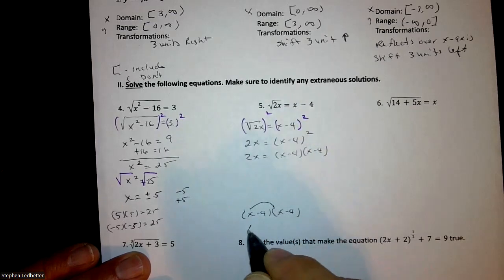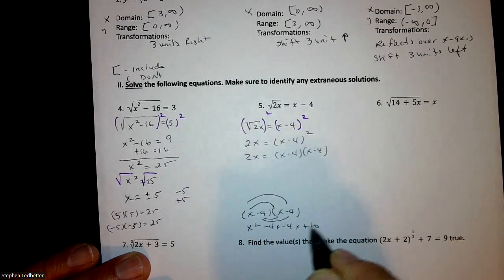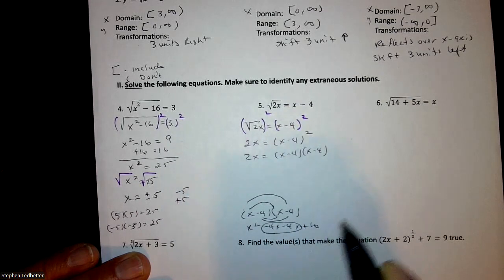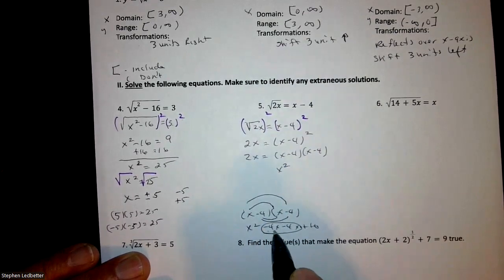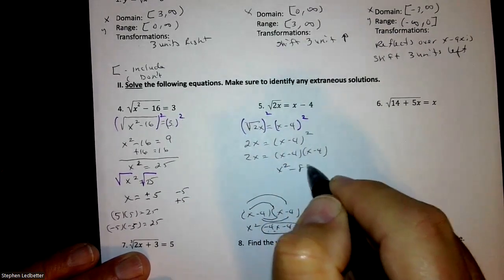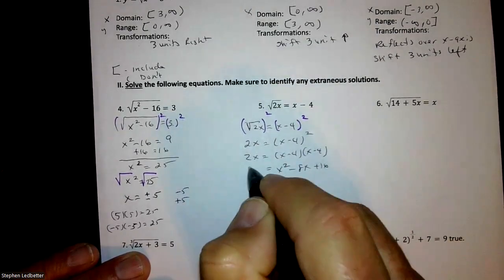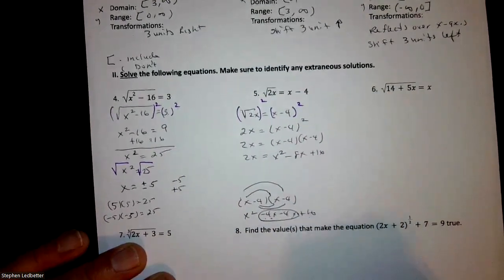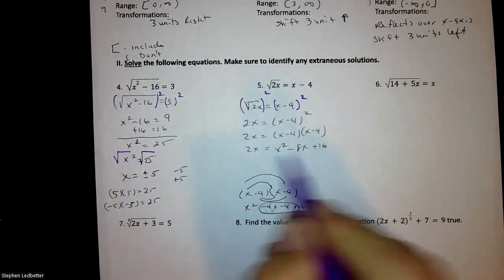X times x is x squared. X times a negative 4 is a negative 4x. A negative 4 times x is a negative 4x. A negative times a negative is a positive 16. We always combine the guys in the middle. So this should be x squared, a negative 4x, a negative 4x, which is a negative 8x, and plus 16. And this equals 2x. Now, I want to put all this together.